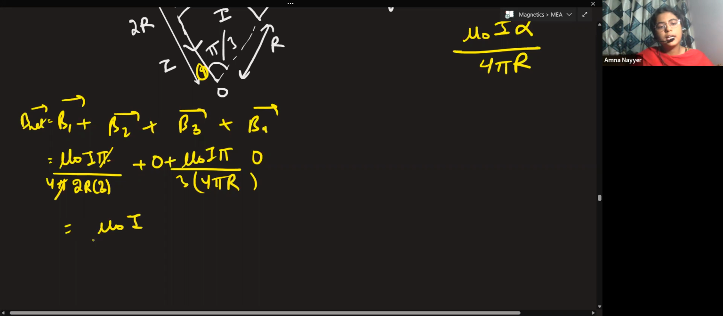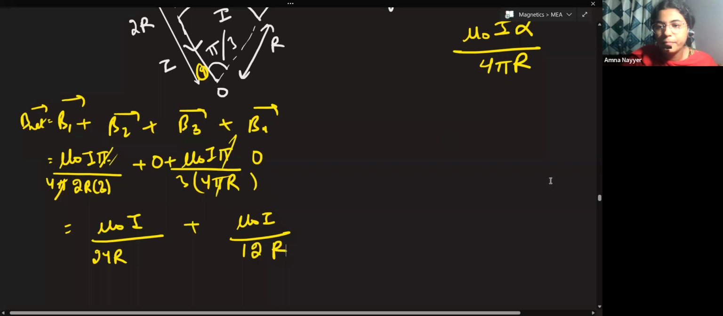This becomes mu naught I divided by 8. You have 4 into 2, and here it was pi by 3, so it's 3. So this becomes 24R plus 0, let's neglect it. Pi again cancels. Mu naught I divided by 12R.